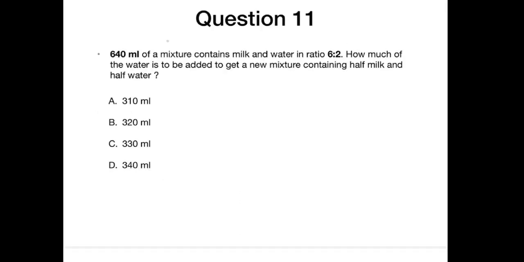The question here is: 640 milliliters of a mixture contains milk and water in the ratio of 6:2. How much water is to be added to get a new mixture containing half milk and half water?